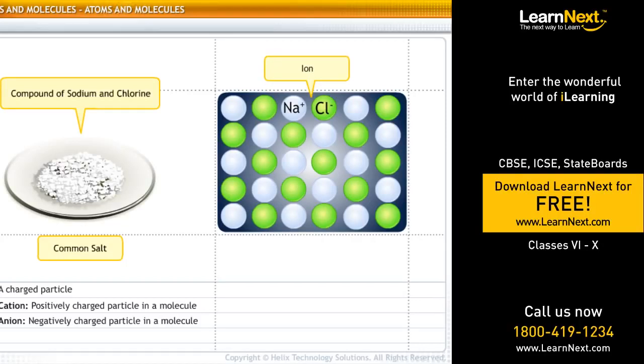Thus, a charged particle is called an ion. The positively charged particle is called a cation. On the other hand, the negatively charged particle is referred to as an anion.